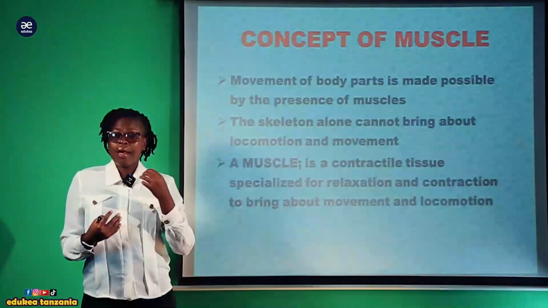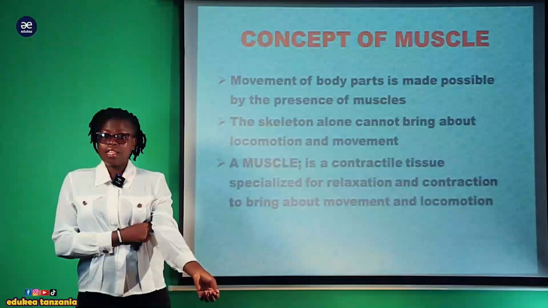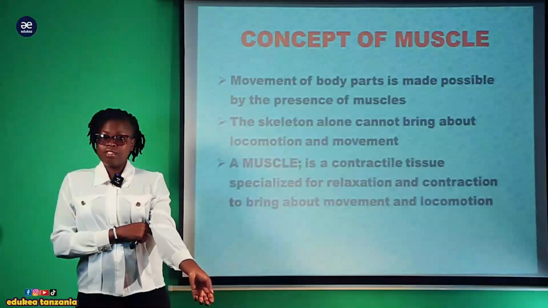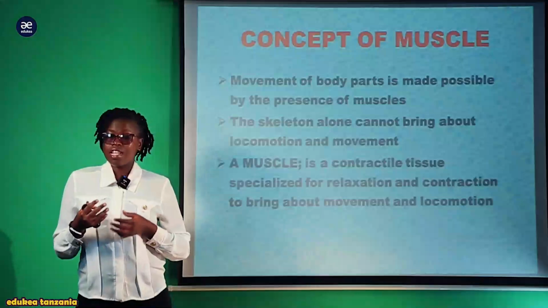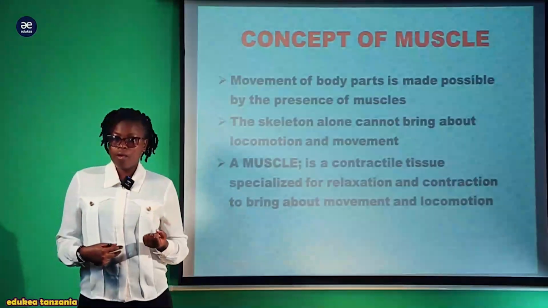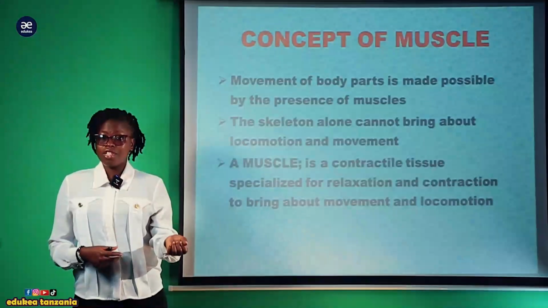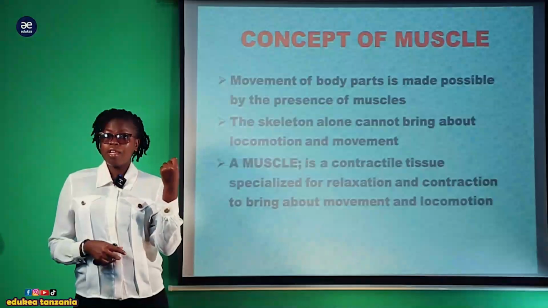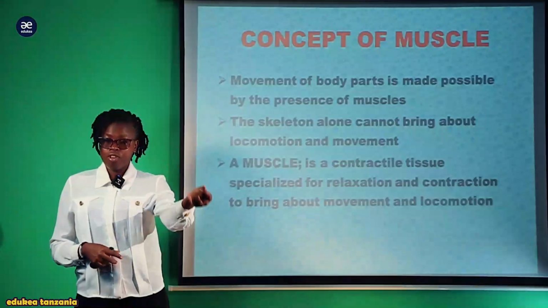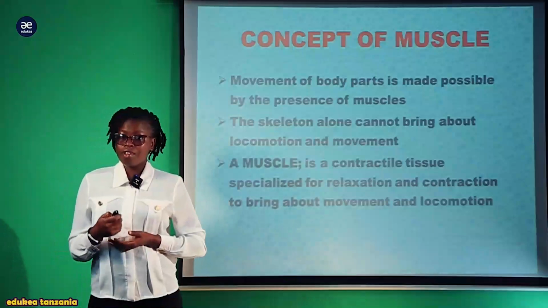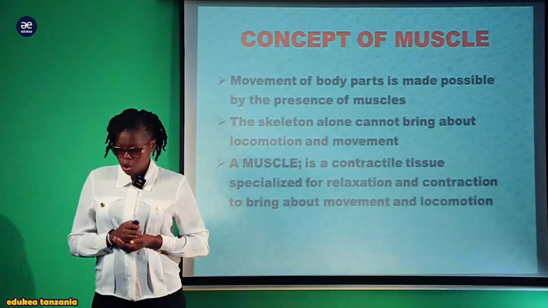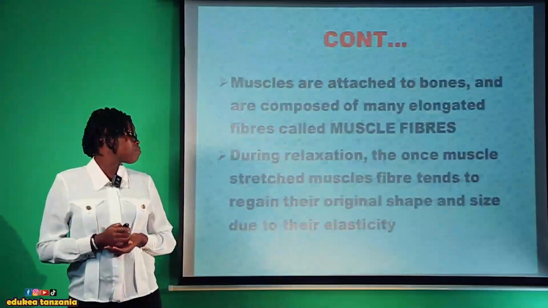In case kama ukinyosha mkono wako, the triceps tend to contract, lakini biceps tends to relax. So that is how it brings about the movement. Tunaangalia kwamba the contraction and relaxation of these muscles bring about pulling up your hand, also moving away your hand. So that is all about the importance of muscle. Without muscle, there is no locomotion as well as movement.